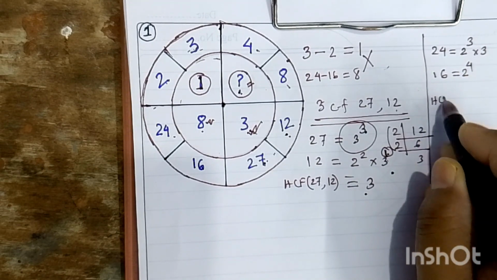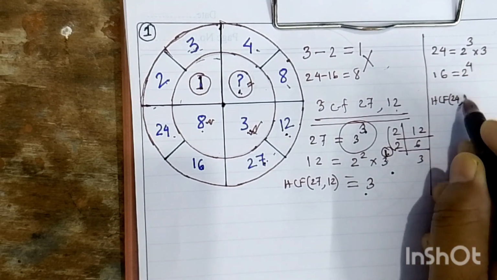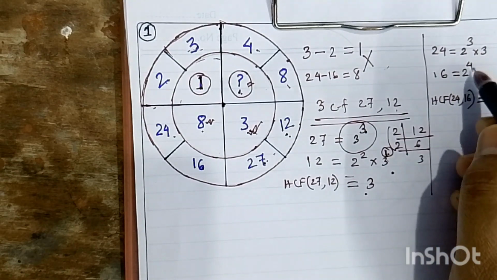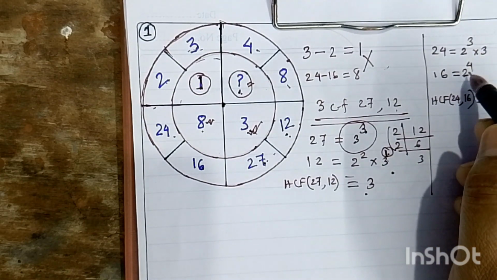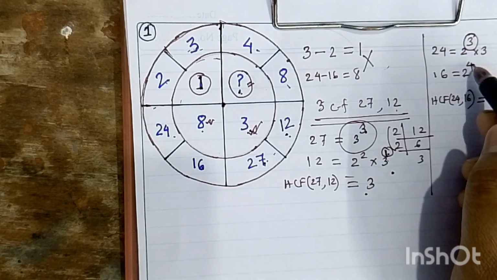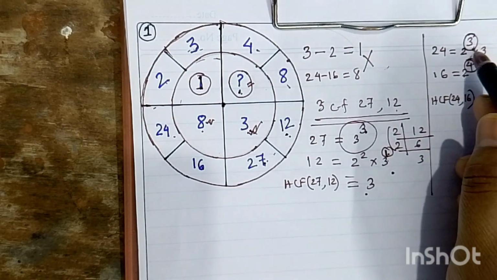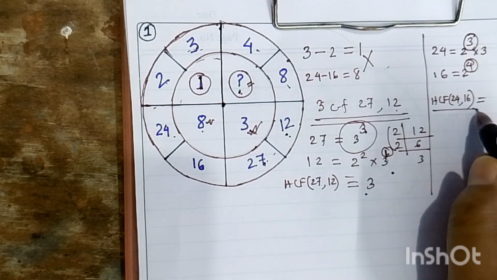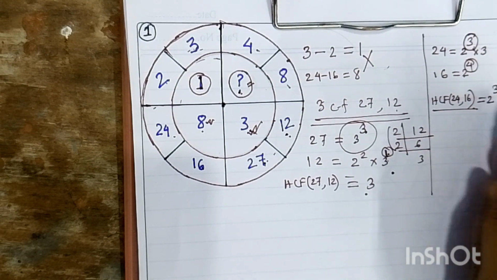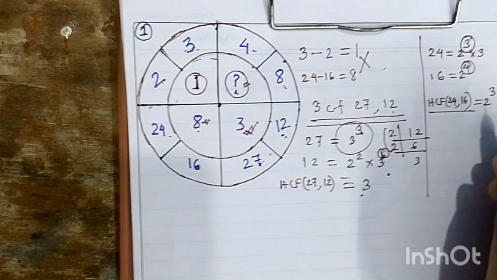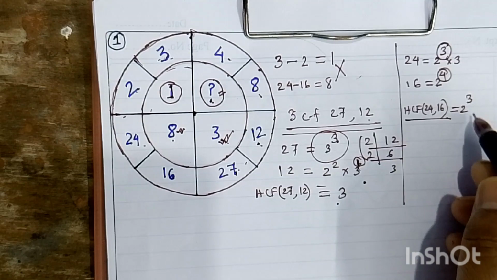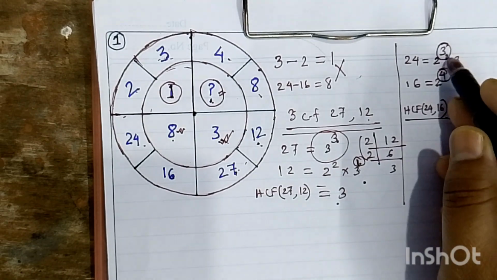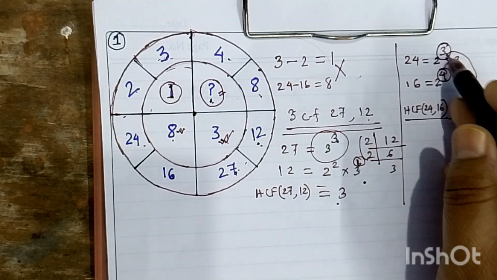So HCF of 24 and 16 is the lowest power. The 2 is a common factor. So the lowest power is 3 out of 3 and 4. That one we will consider in case of HCF. So we can write it as 2 cube. 2 cube is the lowest power out of 3 and 4.